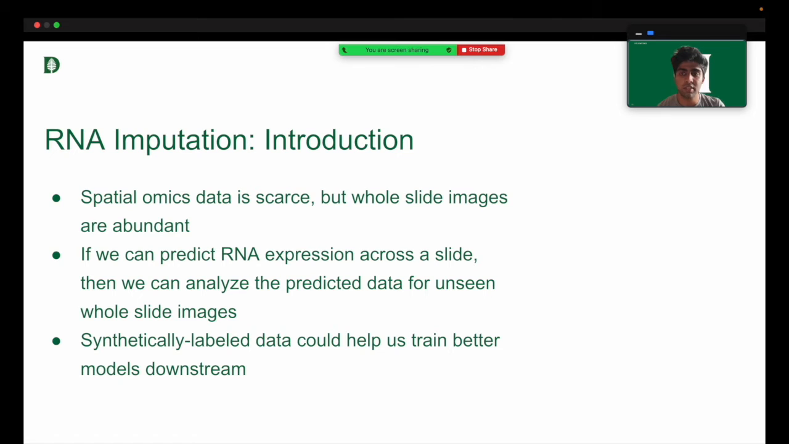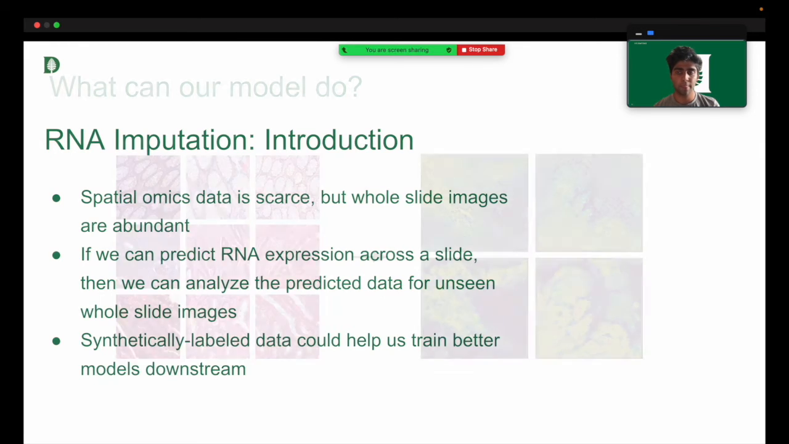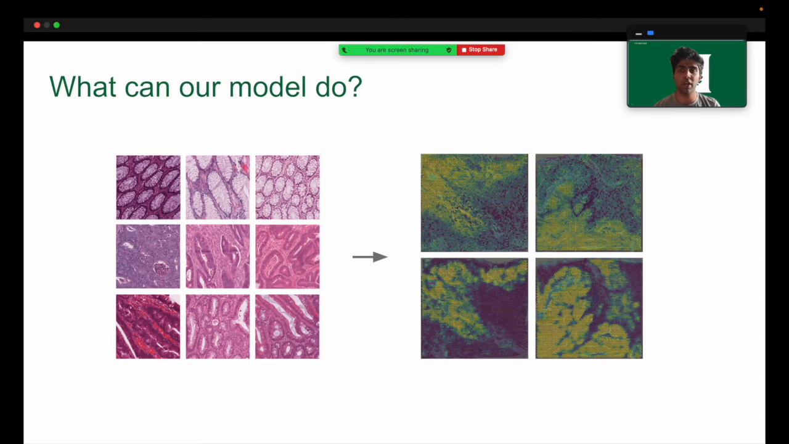So the problem is spatial omics data is scarce and it's expensive. However, whole slide images are not scarce. So if you were able to predict the spatial transcriptomics data from whole slide images, then all of a sudden you would have a lot more data to work with. And that's what we tried to do with our model. So our model just takes in whole slide images and it predicts the spatial transcriptomics associated with that data.